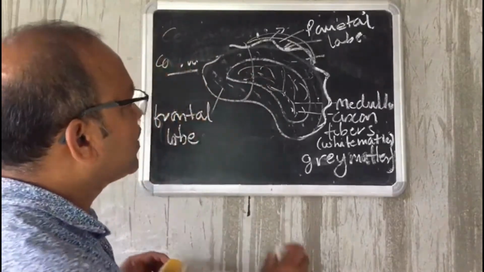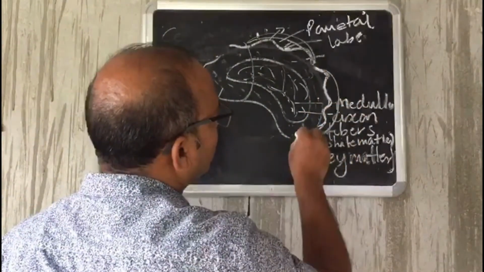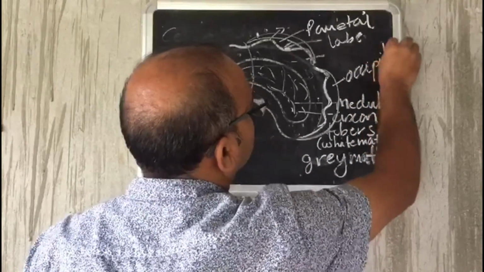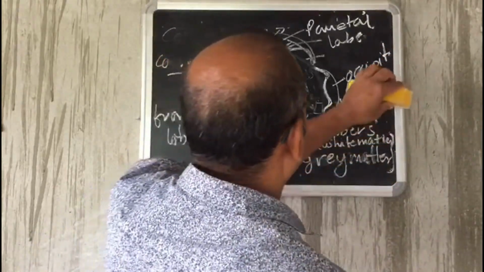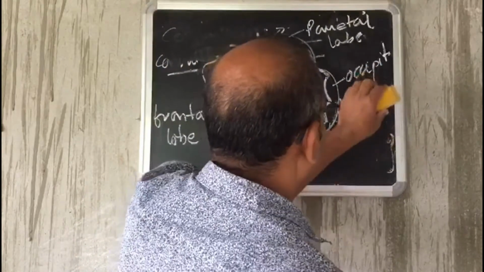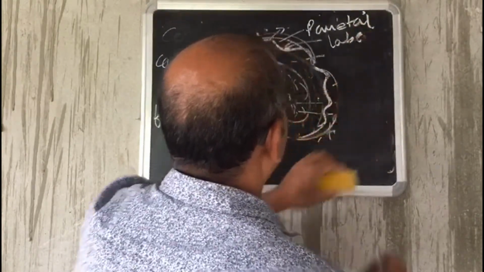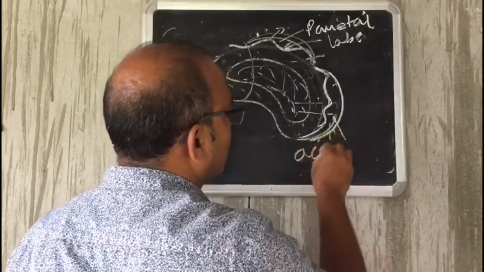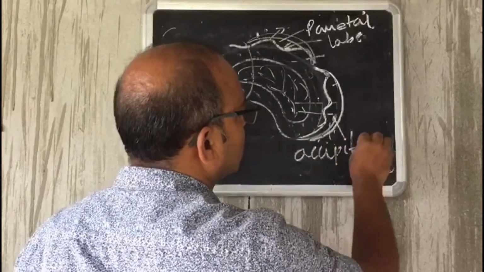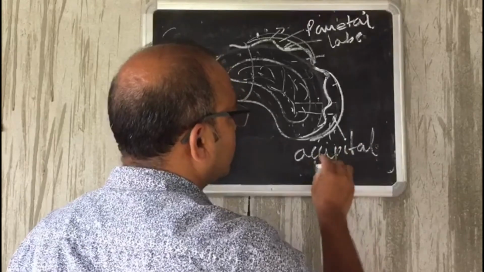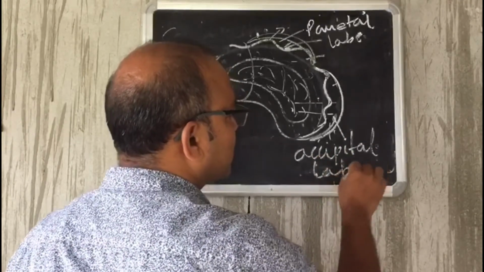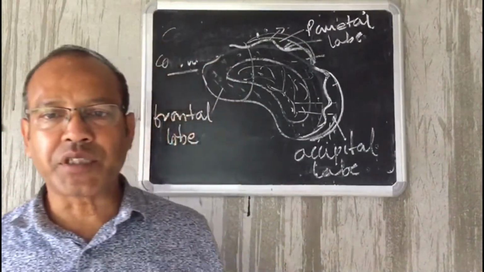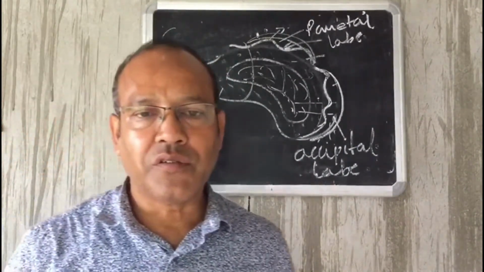Then at the rear end we have the occipital lobe. This region is called the occipital lobe, which is basically involved in visual processing. It helps in vision. It is involved with vision.